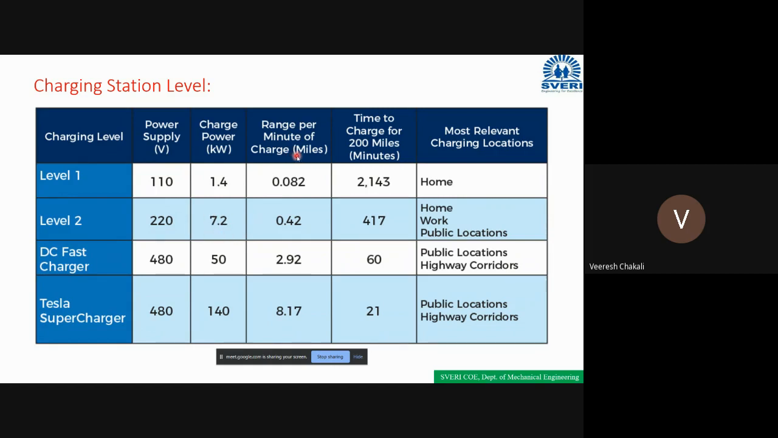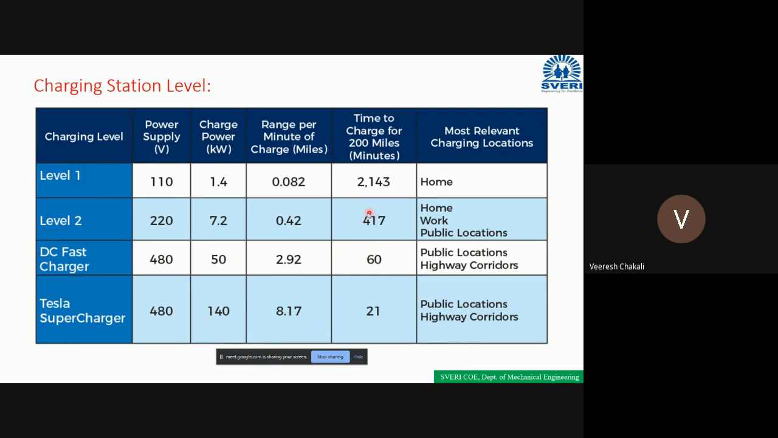Okay, range per 1 minute of charge. If you charge for 1 minute using the level 2 charger, we can travel 0.042 miles. You can convert that into kilometers. 1 mile is equal to 1.6 kilometers. Clear? So if we charge for 417 minutes, then we can travel 200 miles.